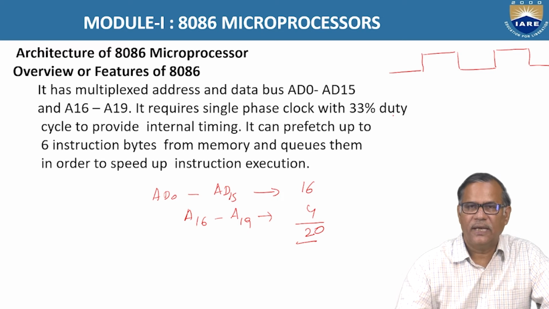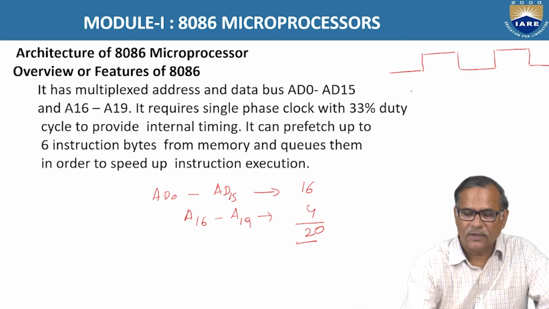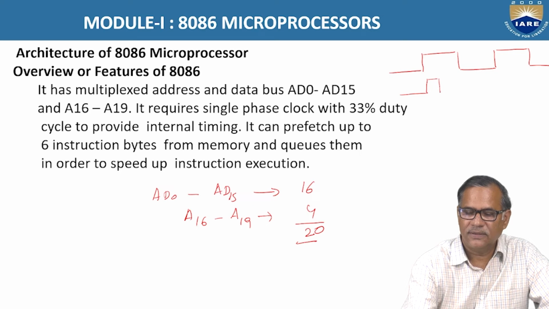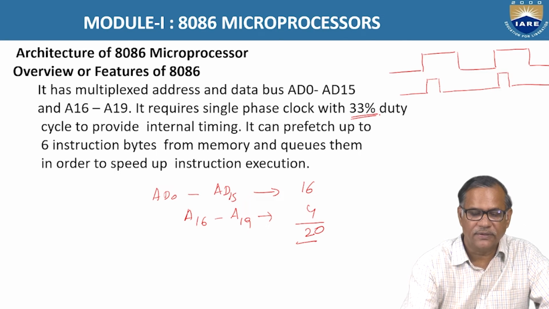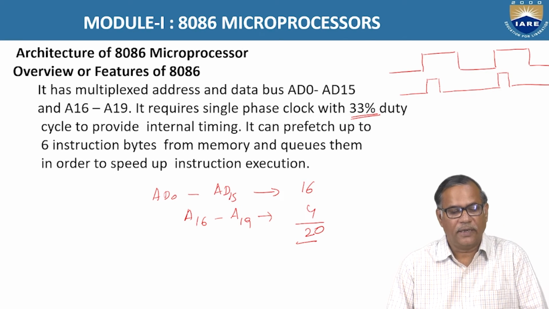But here this is an asymmetric clock with 33% duty cycle. That means it is like this. The on time is less, the off time is more. So this works with 33% duty cycle to provide internal timing.